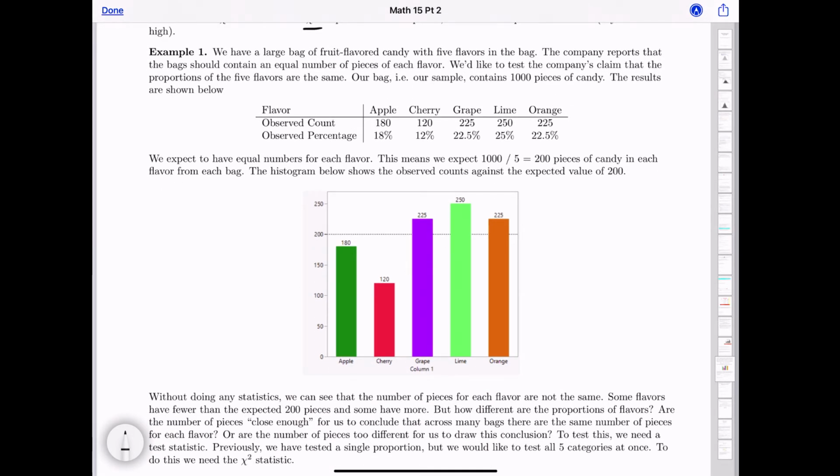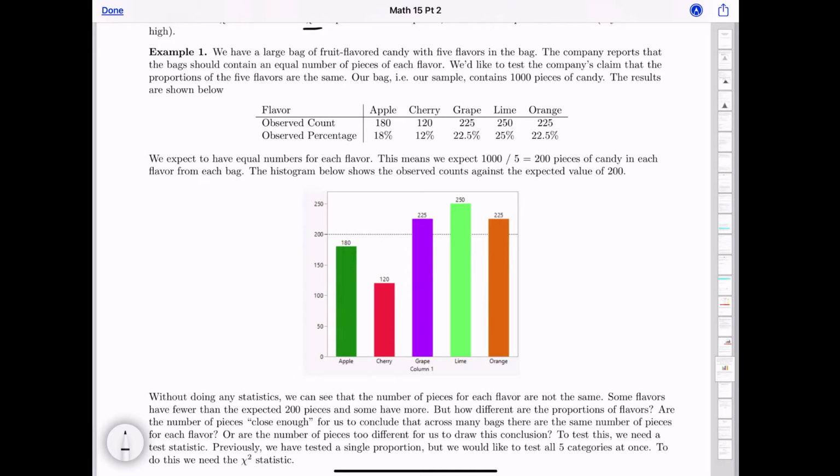We have a large bag of fruit-flavored candy with 5 flavors in the bag. The company reports that the bag should contain an equal number of each flavor. We'd like to test the company's claim that the proportion of the 5 flavors are the same. Our bag contains 1,000 pieces of candy, so this is our sample. The results are shown below.